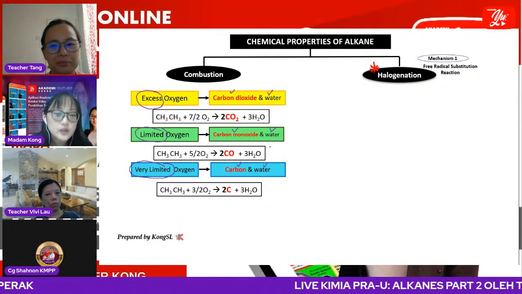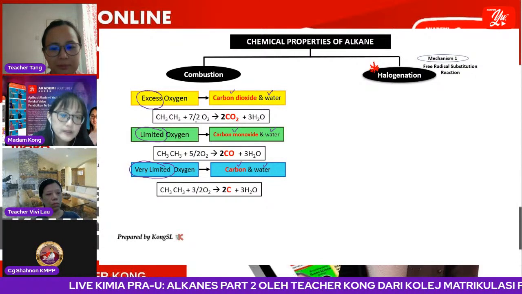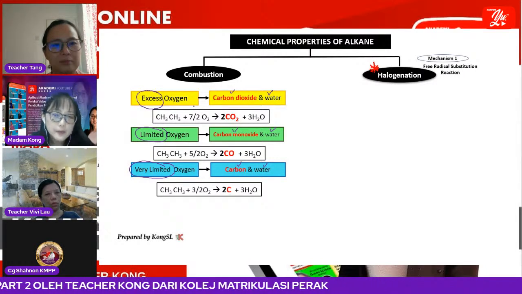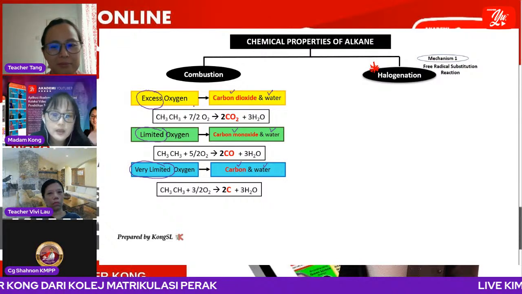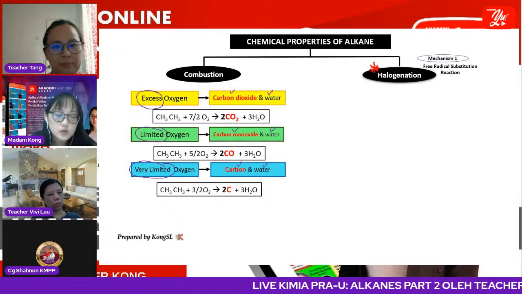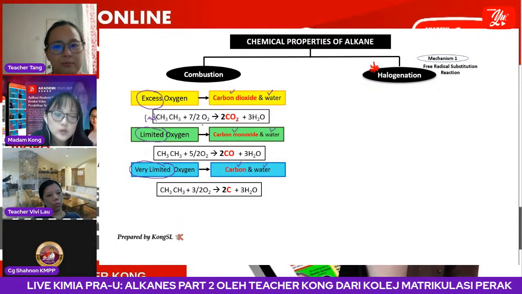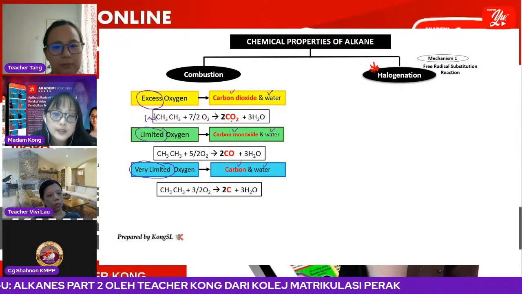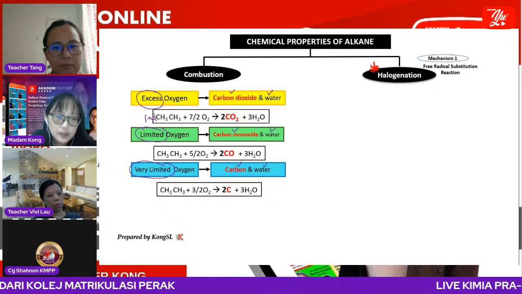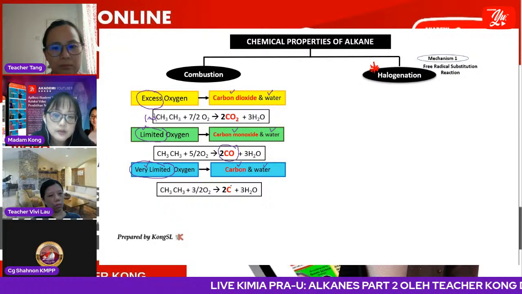For this chemical equation, combustion between the alkane with oxygen, you must balance it. I know organic chemistry will not concern about balancing, but for this case, you have to balance it. So when C2H6 reacts with oxygen, it forms carbon dioxide and water, so try to balance it by yourself. Meaning that 1 mole of C2H6 with 7/2 mole of oxygen will produce 2 mole of carbon dioxide and 3 mole of water. Same for the other two cases. Just remember, limited oxygen forms CO, carbon monoxide. Very limited oxygen forms carbon.